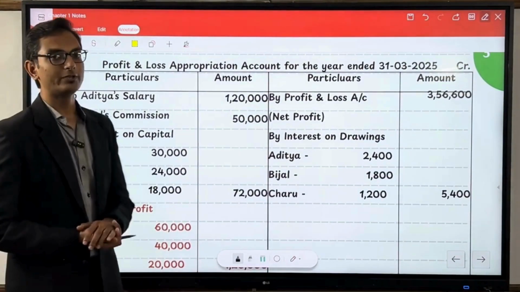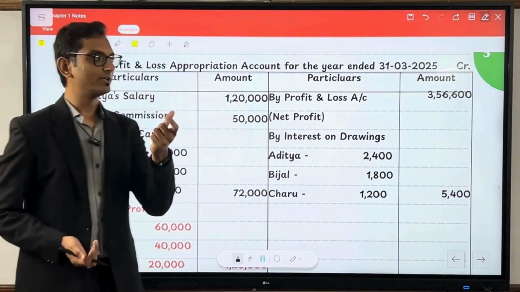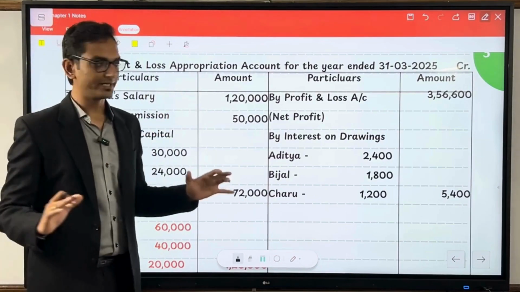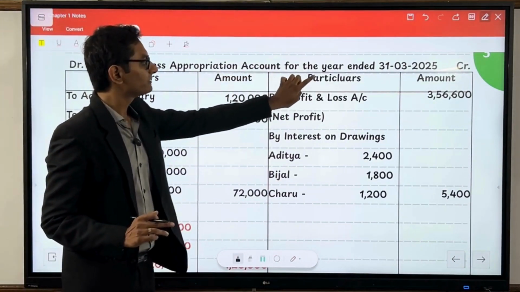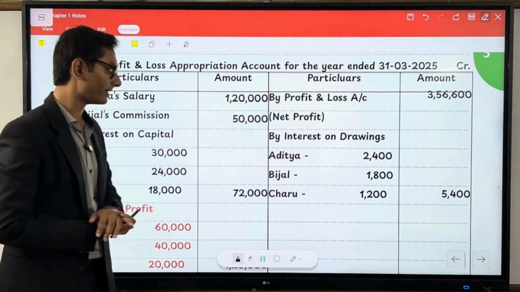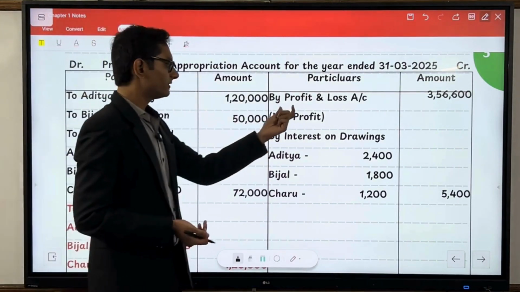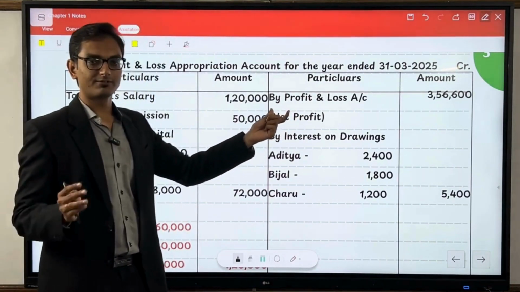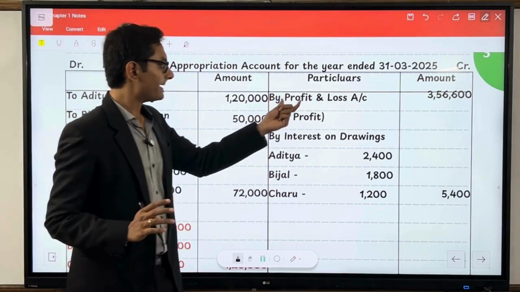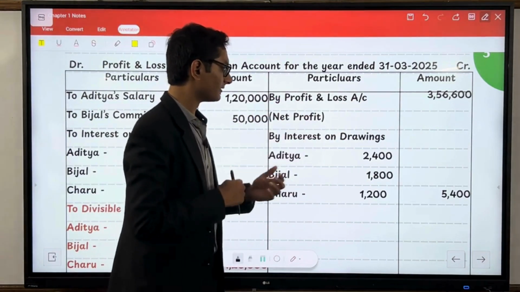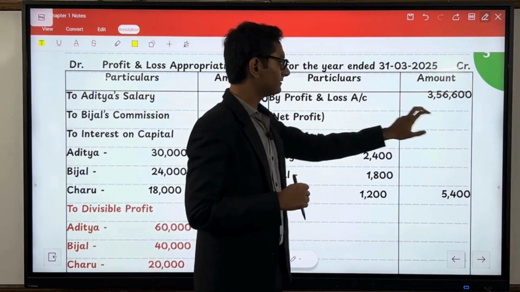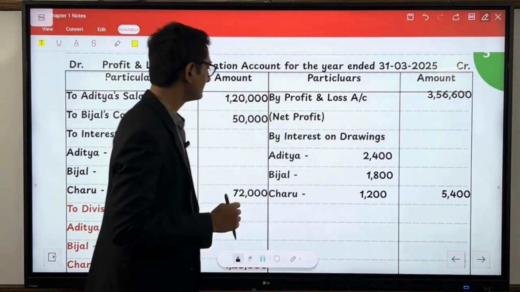Now first of all you need to give the heading. If you give the heading, it will look appropriate: Profit and Loss Appropriation Account for the year ended 31st March 2025. First of all we will start the sum by putting the profit received from the profit and loss account. By profit and loss account 3,56,600.